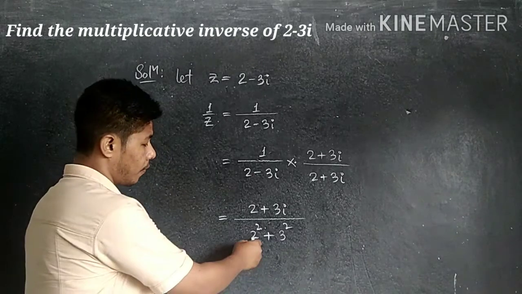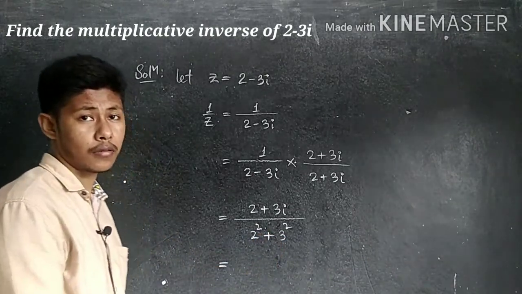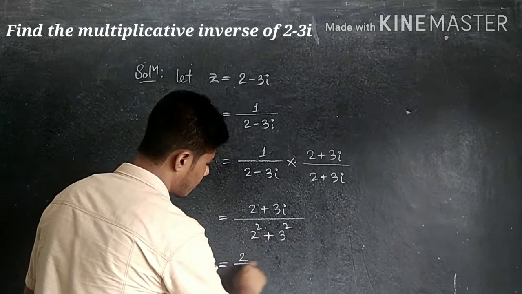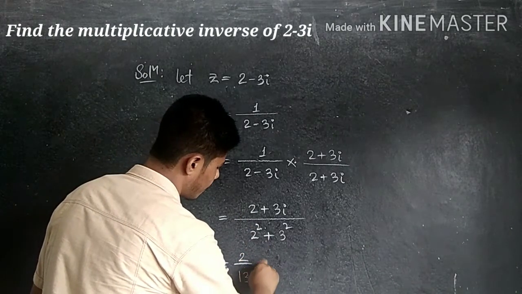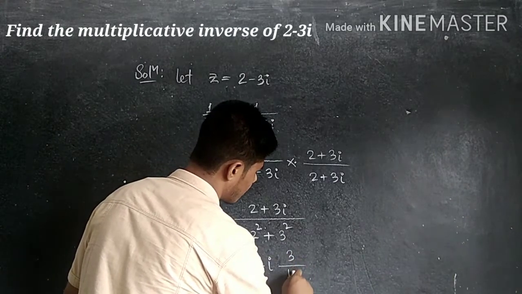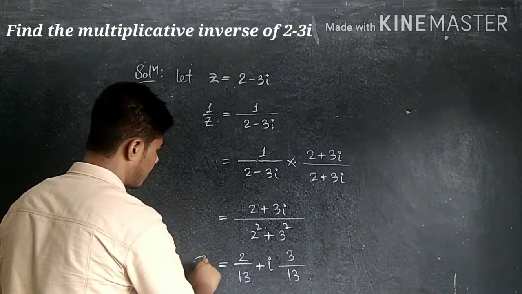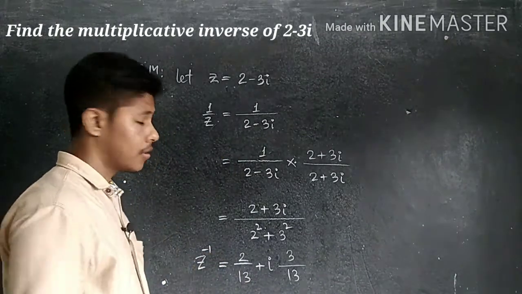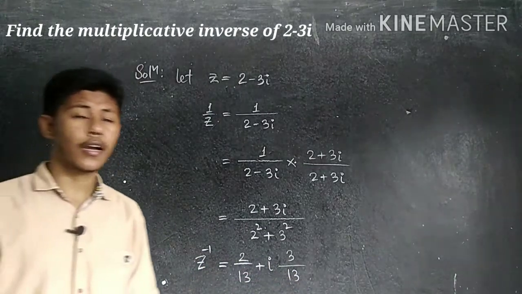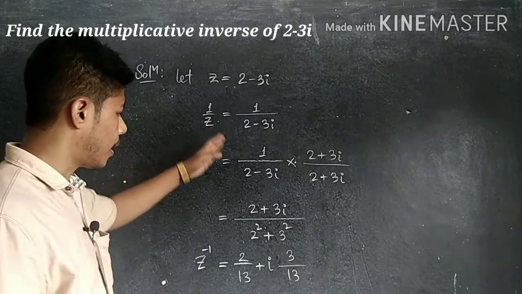Okay, now here, 4 plus 9 is 13, so 2 by 13. You have to write 2 by 13 plus i times 3 by 13. So this one is z inverse. Is it clear? In this way we can find out the multiplicative inverse. I think all of you understood this.